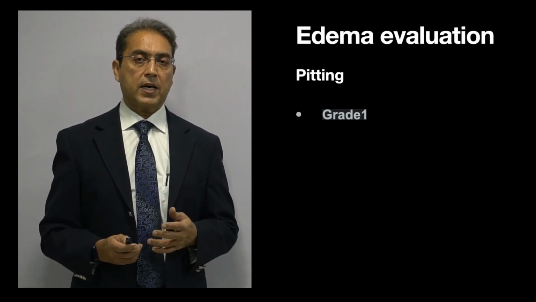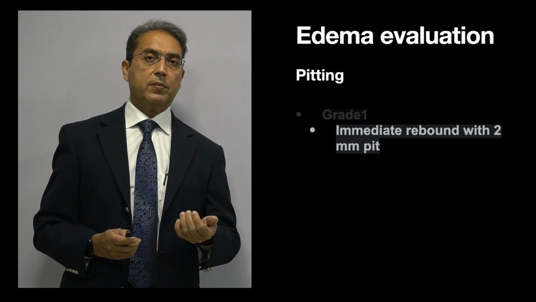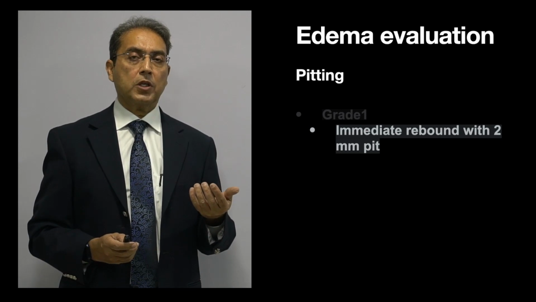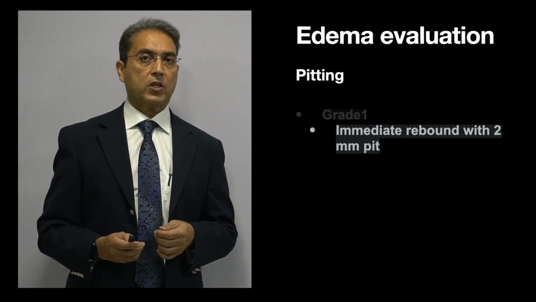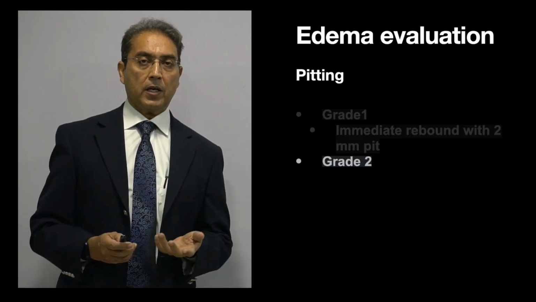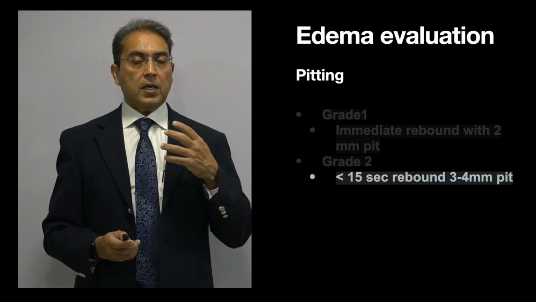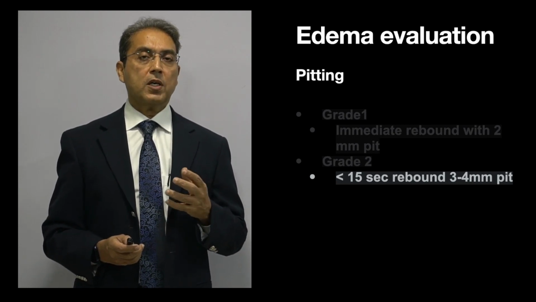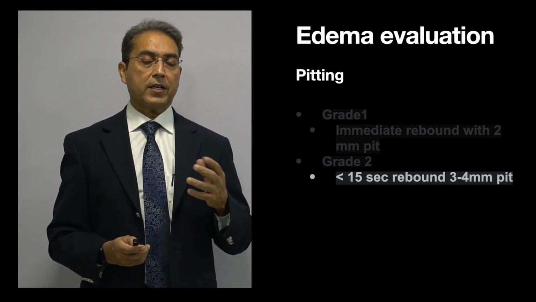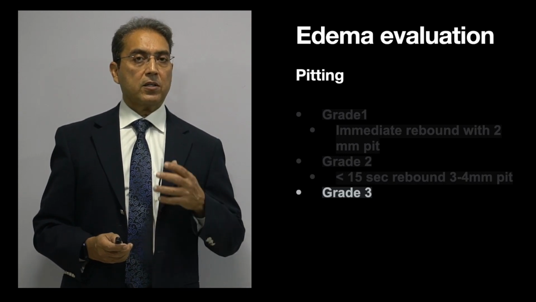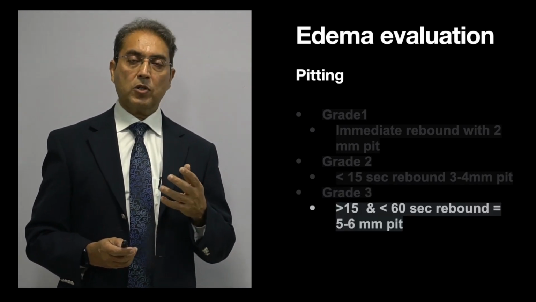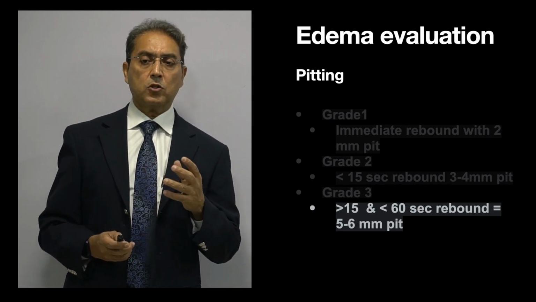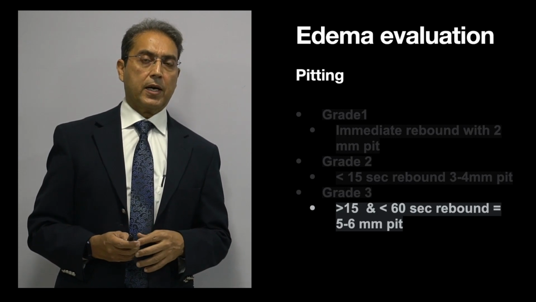Grade 1 pitting edema is when you apply pressure, there is an immediate rebound and the pitting disappears, and the pit is usually less than 2 millimeters. And then we can have grade 2 pitting edema. In grade 2 pitting edema, the rebound time is usually less than 15 seconds and the pit may be 3 to 4 millimeters deep. And then we've got grade 3 pitting edema. In grade 3, the rebound time is between 15 seconds and 1 minute, that is 60 seconds, and the pit is usually 5 to 6 millimeters in depth.